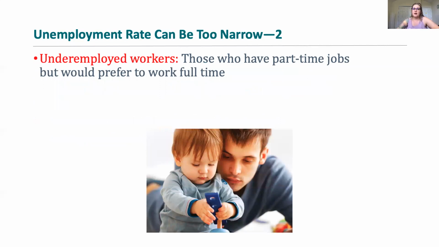Unemployment can be too narrow in another way too. It doesn't account for underemployed workers. These are people who currently hold part-time jobs, but would prefer to be working full-time. So underemployment is not working the number of hours that you wish to be working. So this person is counted as having a job, even though he or she wants to work more and is in a position to work more.